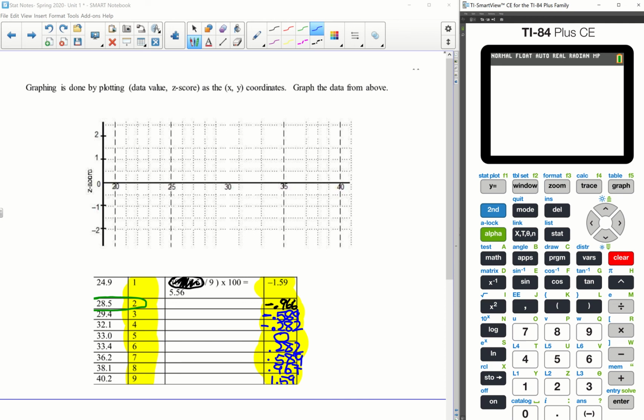So anyway, I'm going to plot these values against the corresponding z-scores. All right, so these real values from the data set, these are the values on the x-axis. And these would be on the z-score axis. All right, so I'm going to plot 24.9 as an ordered pair against negative 1.59. So I'm going to estimate 24.9 is like right here. 1.59 in the negative direction is going to put us somewhere in the neighborhood of around right here. So we just go there and we plot a point.